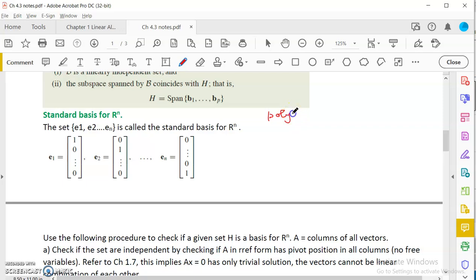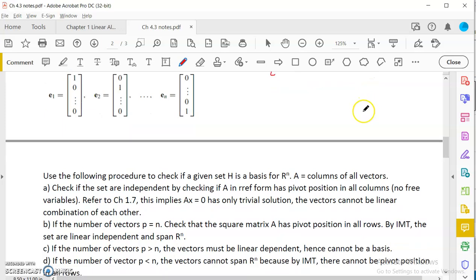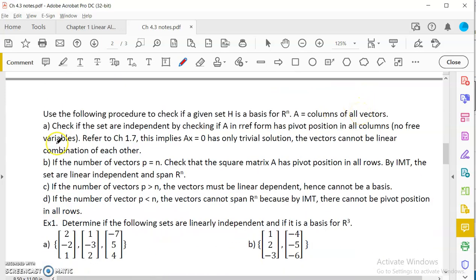And then for polynomials, the space Pn of polynomials with highest degree n, the standard basis is 1, t, t squared, all the way to t to the power n. We proved that 1, t, t squared are independent, and you can similarly prove the others, and they are all independent. Use the following procedure to check a given set. I think there is something wrong here, so I cannot say that because of Rn. I would have to change the notes.